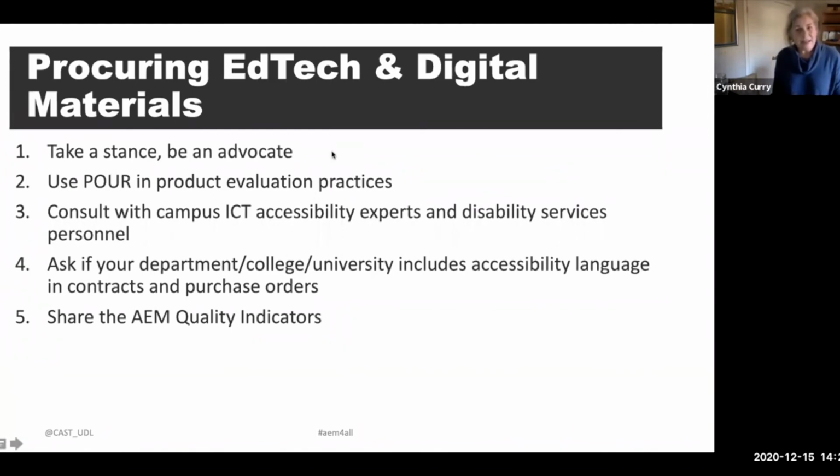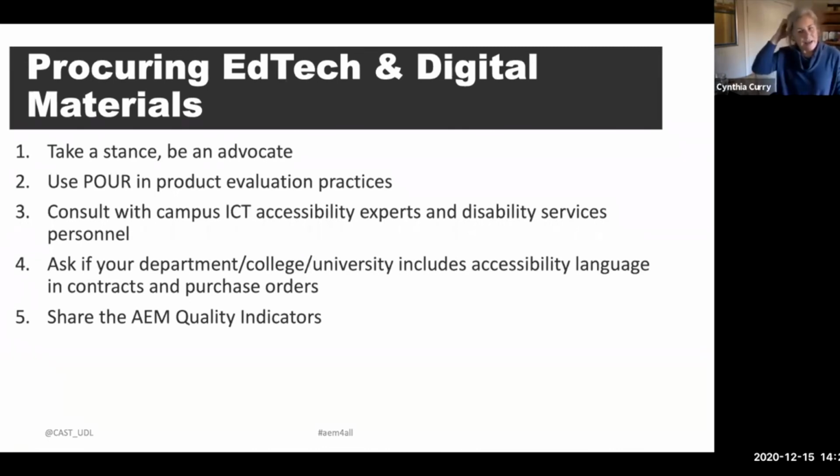Consult with campus ICT accessibility experts and your disability services personnel around accessibility. Learn about how students interact with materials and technologies using AT. I'm a former disability services personnel, and I can say how excited I always was when I got a call from faculty or even students coming in and saying, I heard that there are some tools that I could be using. Ask your department, your college, your university system, find out if accessibility language is included in contracts and purchase orders, and we have sample language on our website.